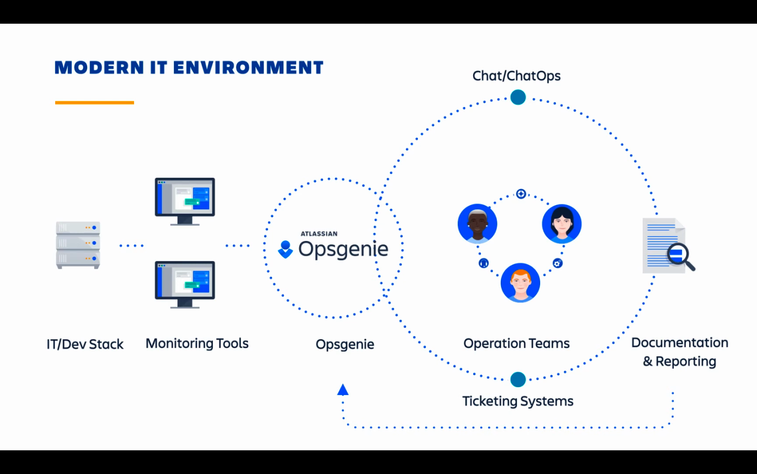So in our modern IT environment, we have an IT dev stack, monitoring tools, Opsgenie, ticketing systems, ChatOps, documentation and reporting, and then we've got our operations team at the center. The main difference is the automation involved. So we're taking that manual work out of it and saving time, so that way your operations teams can focus their time on higher value work that's less manual. And then the entire life cycle of that alert kicked off from your monitoring tool is recorded for documentation and reporting purposes. So you have full visibility and full accountability.